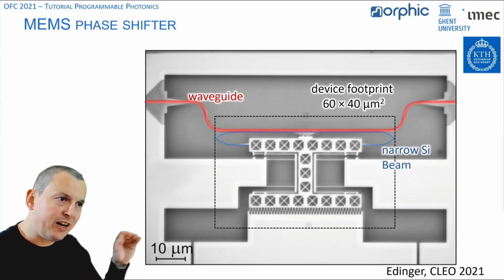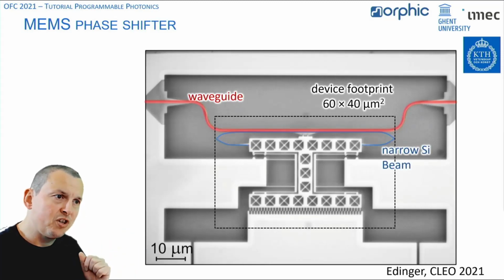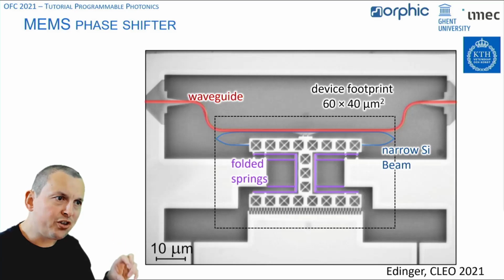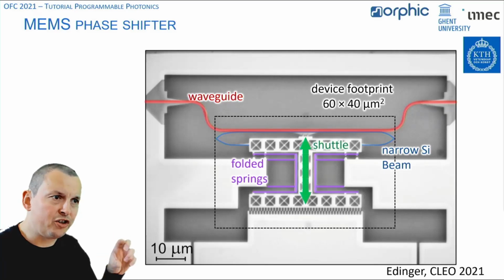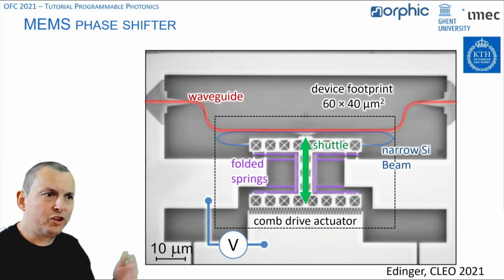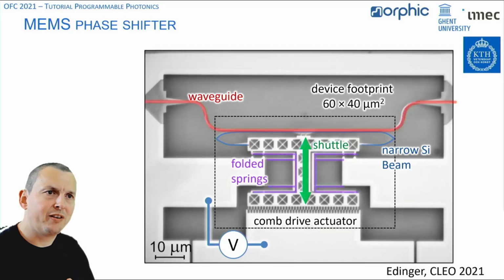You have this narrow beam of silicon that's positioned very close to the waveguide and which is suspended by these folded springs. And the whole structure is movable. It's on a shuttle which is actuated by a comb drive actuator. So now you can push and pull this piece of silicon closer or further away from the waveguide.